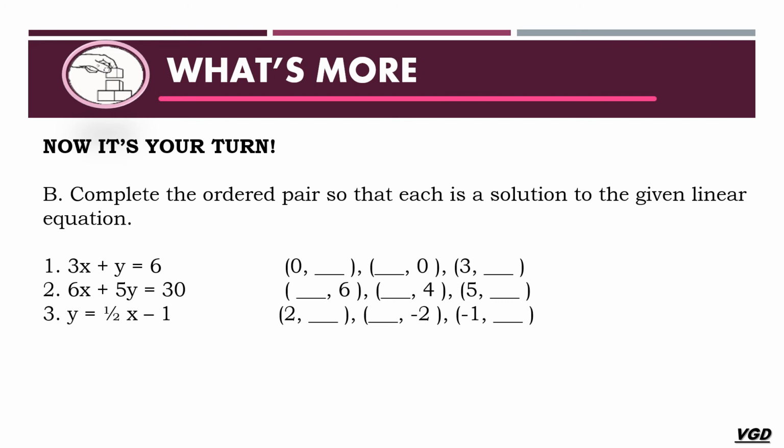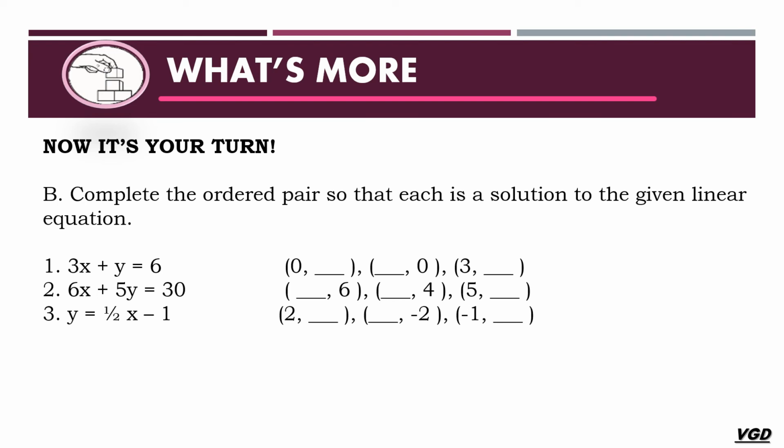Now we have B. Complete the ordered pair so that each is a solution to the given linear equation. Number 1, 3x plus y is equal to 6. So we have the following ordered pairs or coordinates: 0, blank; blank, 0; 3, blank. Number 2, 6x plus 5y is equal to 30. We have here blank, 6; blank, 4; 5, blank.